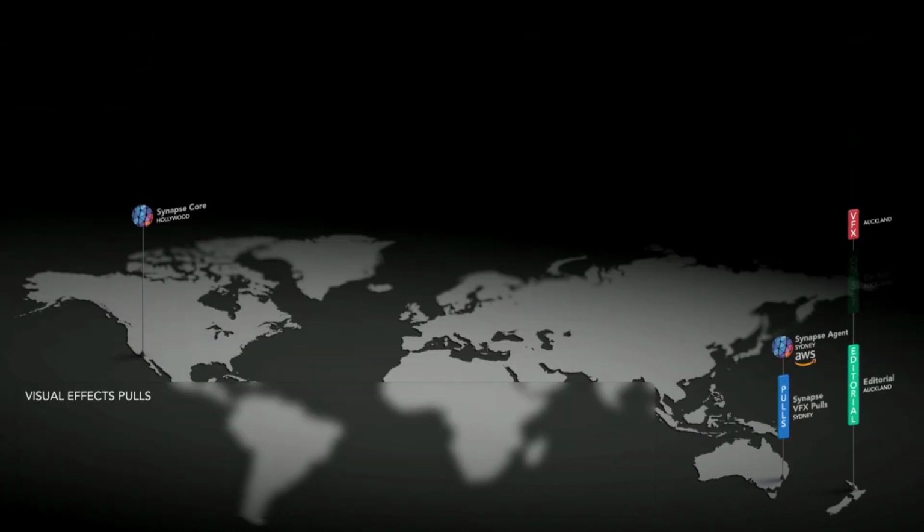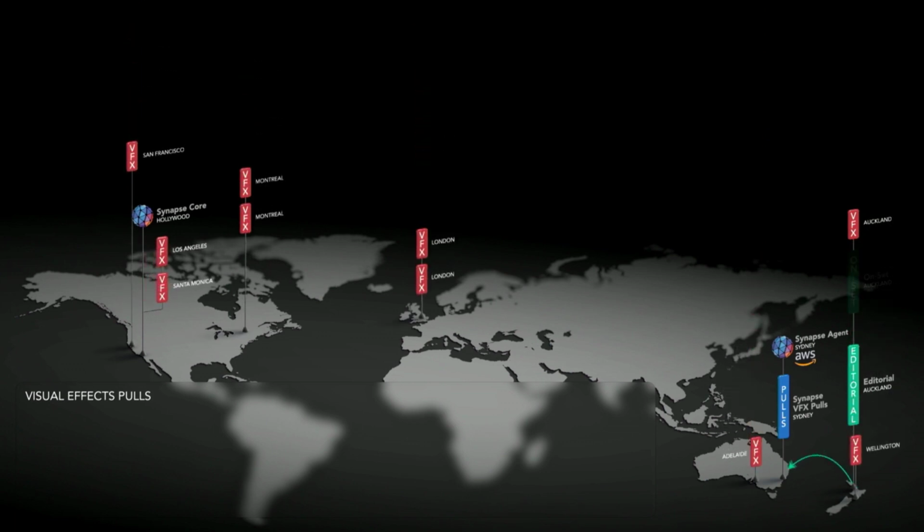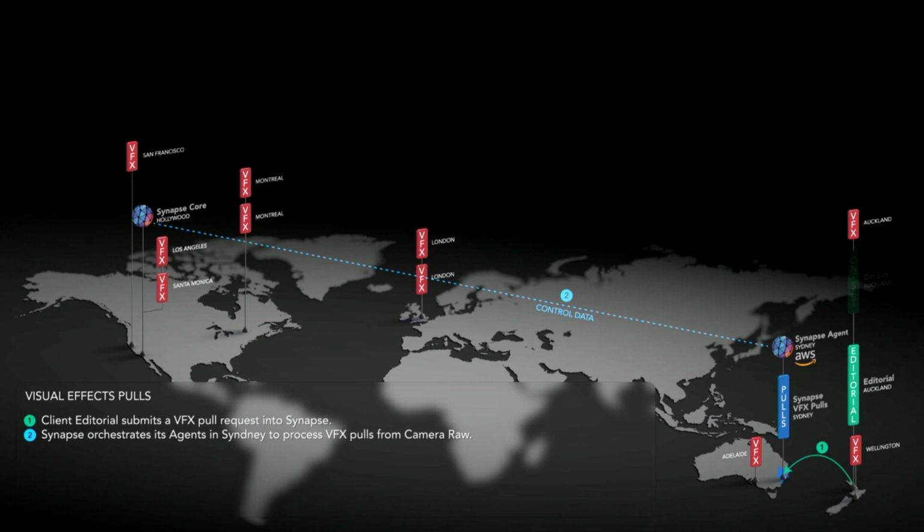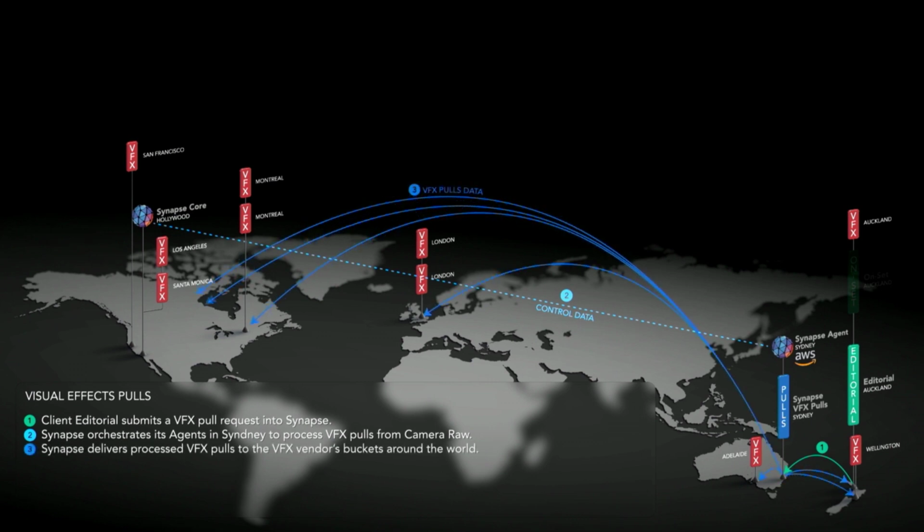Visual effects pulls. Visual effects were in Auckland and pretty much everywhere. Client editorial submits a visual effects pull request into Synapse. Synapse orchestrates its agents in Sydney to process visual effects pulls from camera raw. Synapse delivers processed visual effects pulls to the visual effects vendors' buckets around the world.